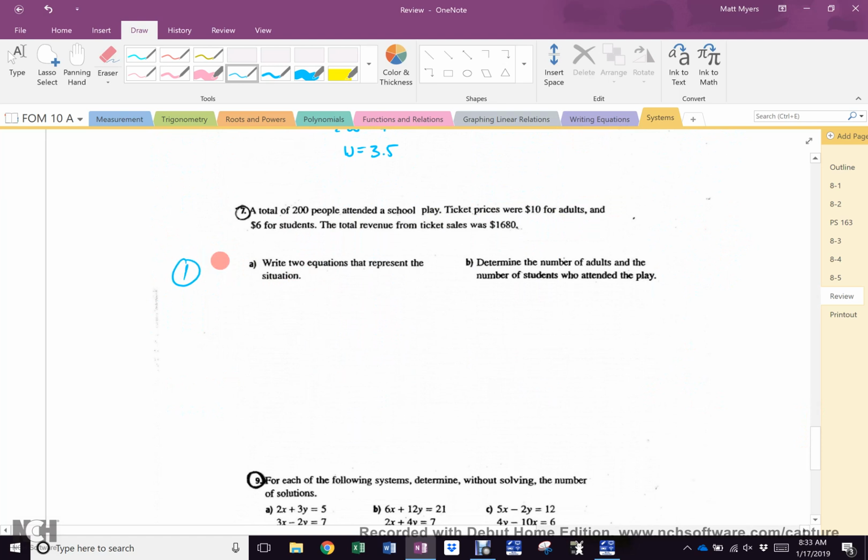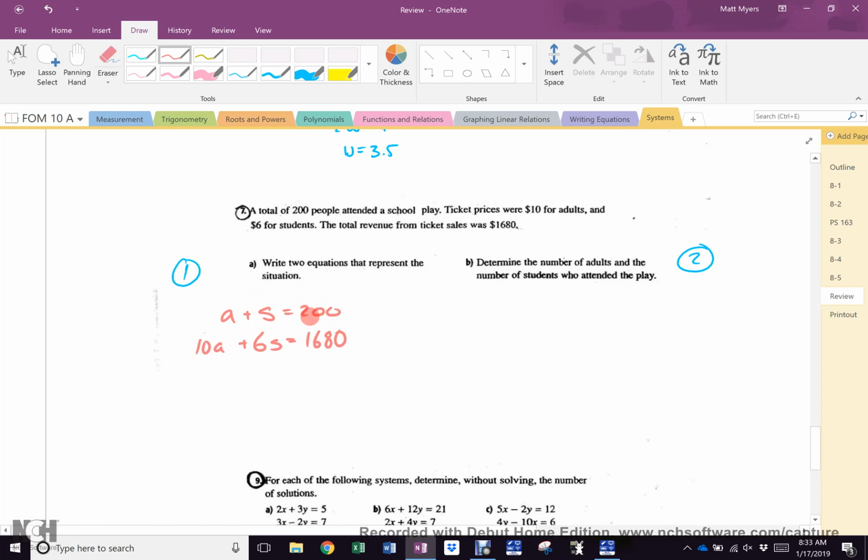One mark for writing the system, 2 marks for solving it. The system is adult tickets plus student tickets equals 200 tickets. $10 for an adult ticket plus $6 for a student ticket equals $1,680.